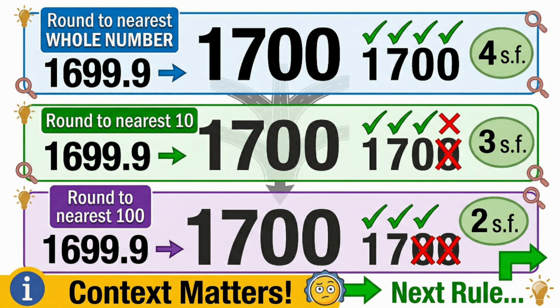Scenario 3, round to the nearest 100. Still 1700, but now only 2 significant figures count. Same final number, but different accuracy depending on the rounding context. That's why 13,000 from our earlier question can have 2, 3, 4, or even 5 significant figures. It depends what the question tells you.